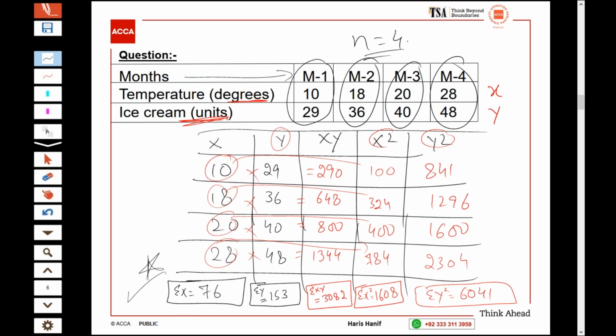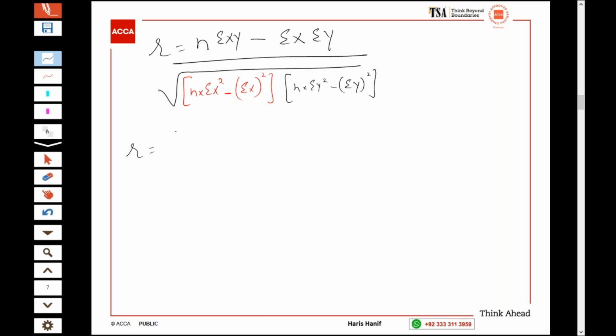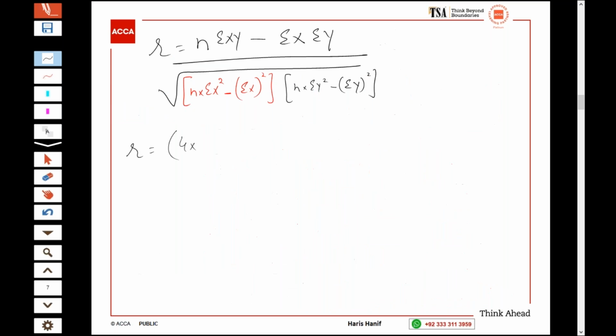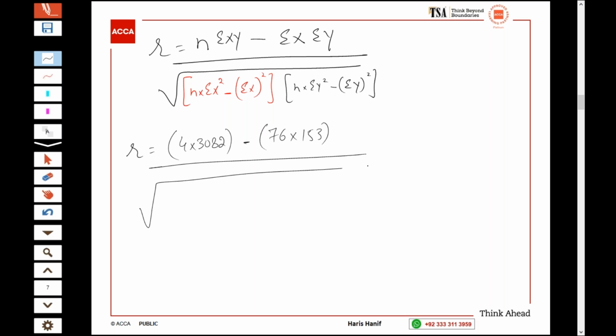I think you people had noted down these figures, and I'm just now going to write the figures. And n is 4 multiplied by, what is summation of xy? This is the figure 3082, minus summation of x 76, summation of y 153, divided by under root. N is 4 multiplied by, what was summation of x square? You can see from your noted figure, it was 1608 minus summation of x, that was 76 the whole square, and 4 multiplied by 6041 minus summation of y is 153 the whole square.